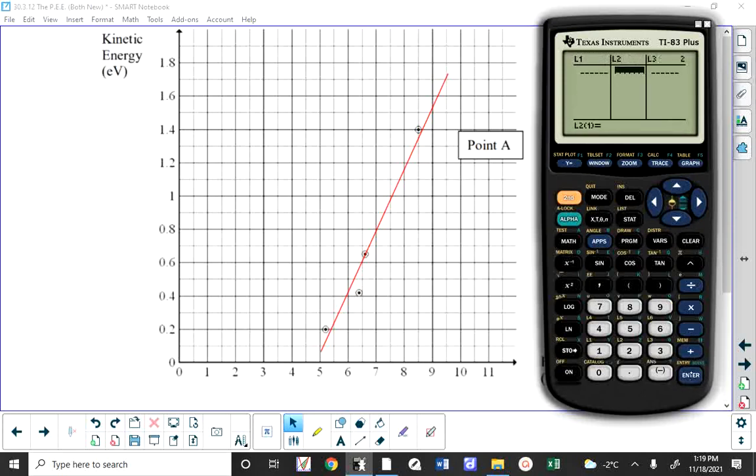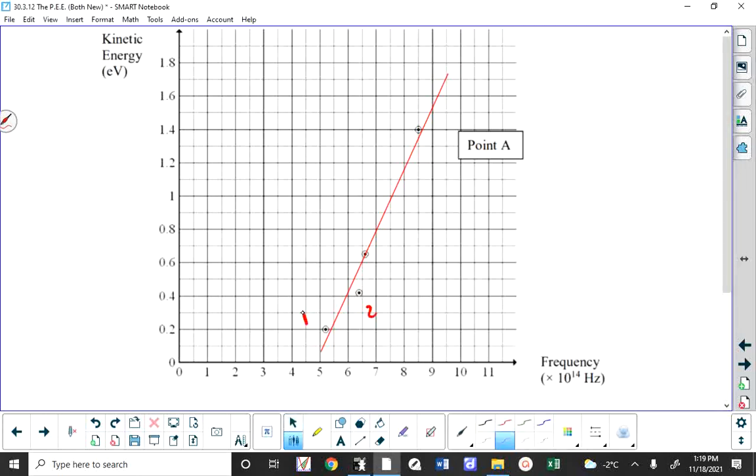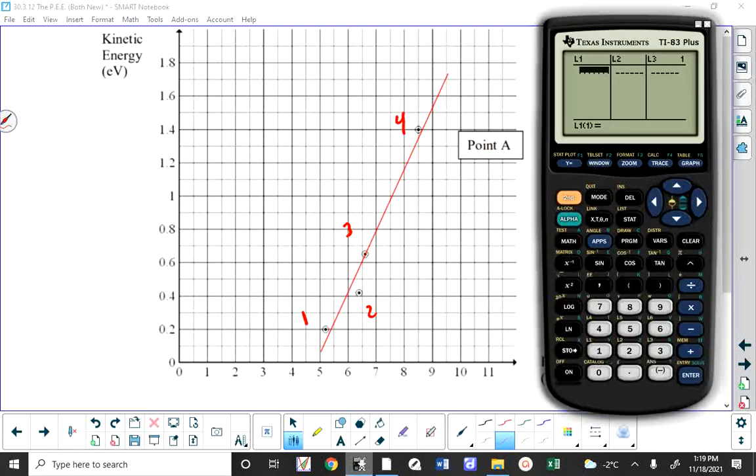So back to Stat Edit. I'm looking at these points, everybody, left to right. I am looking at the first point. I'm going to number these 1, 2, 3, 4. Which, to be honest, whoever designed this experiment didn't do a very good job, because 4 data points is not good enough. You should have at least 6, I would say. So that first data point is, I'm going to say, 5.2 times 10 to the 14. The tick in between the 5 and the 6 is 5.5, so I think that's 5.2.